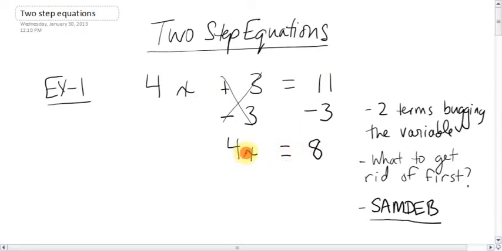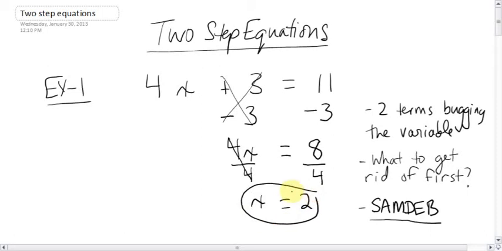The 4 is multiplying the x. To get rid of it, divide by 4. Do the same to the other side, divide by 4. The 4's cancel out. You're left with x equals 8 divided by 4, which is 2. Done.